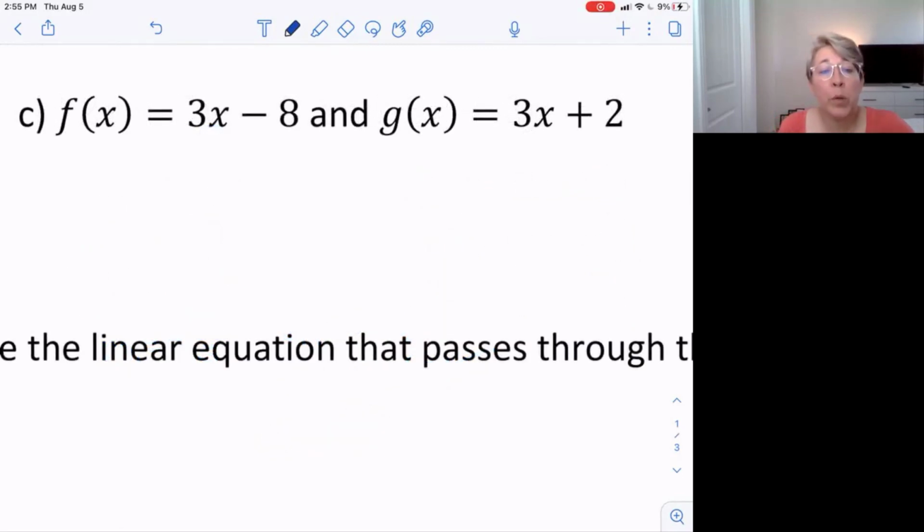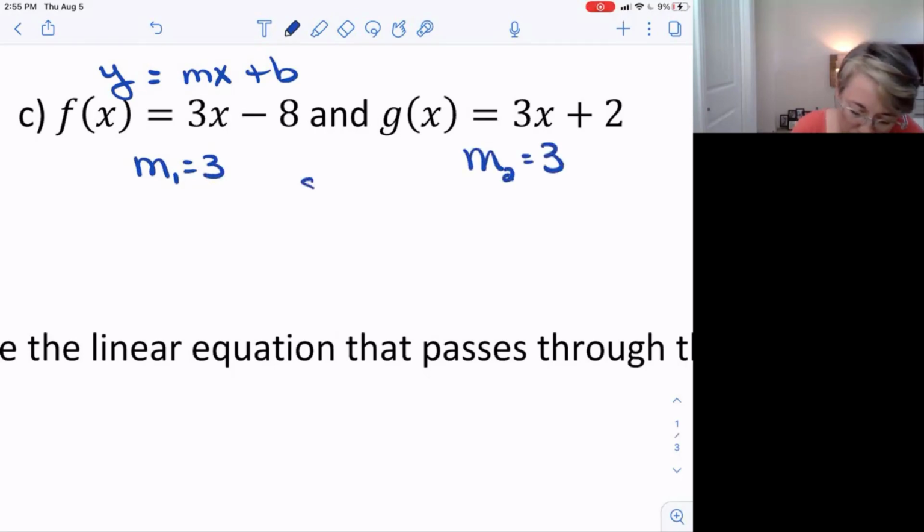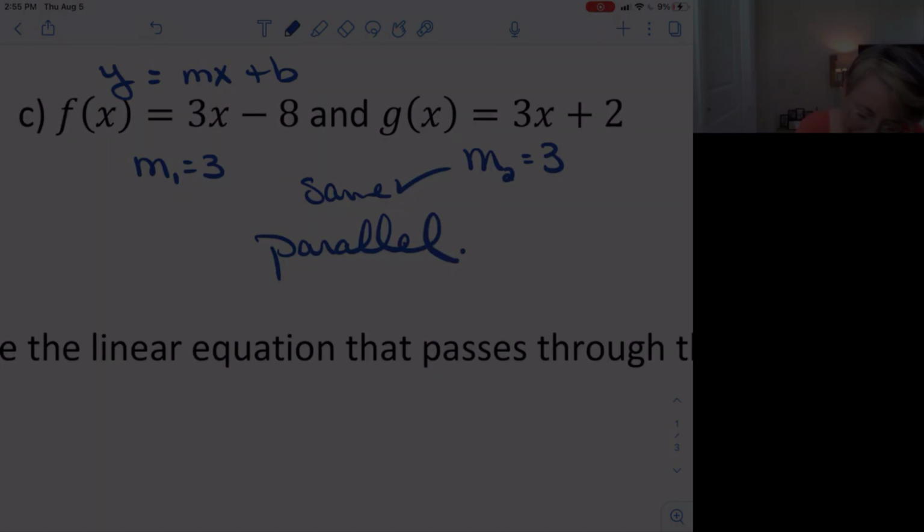See, they've already put it in mx plus b format for both of these. They just put it in function notation. So the slope for this first one is 3, and the slope of this second one is 3. Since they are the same, then we know that these 2 lines are parallel.